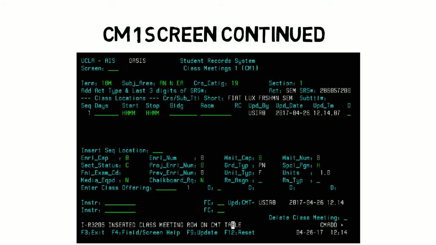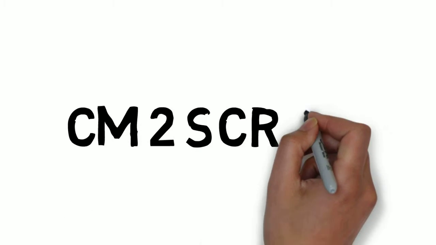Within this screen, you will also see section status, projected enrollment number, grade type, special programs, final exam code, previous enrollment number, unit type, units, media equipment, chalkboard requirement, room assignment, and room assignment type. As a scheduler, you will be able to make any changes to the green fields and the green fields only. After you have added all the relevant course information on the CM1 screen, you can now move to the CM2 screen.